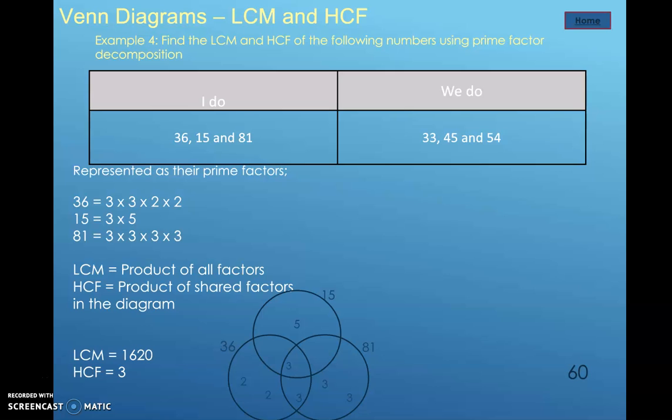So, we know that the highest common factor is the product of the shared factors. The only shared factor in all 3 rings is the number 3. So that is our highest common factor. Our lowest common multiple is the product of every number inside the Venn diagram, which gives us 1,620. You can pause the video for me now and give the we do a go. I will give you 3 minutes.